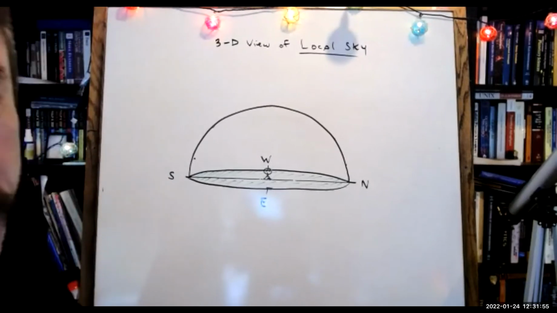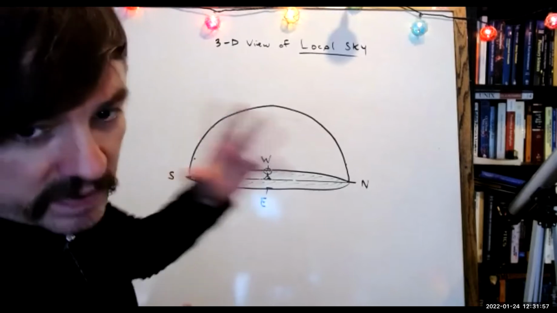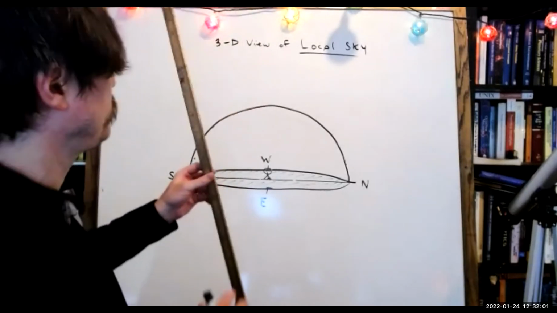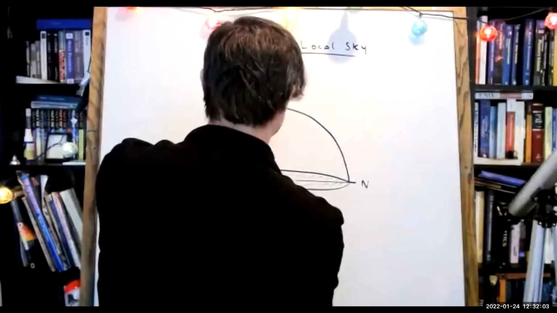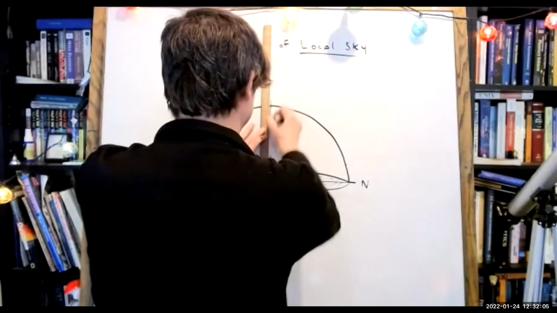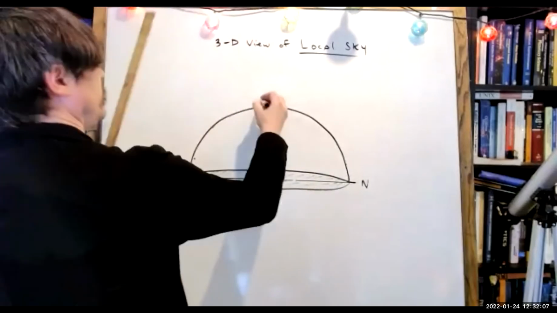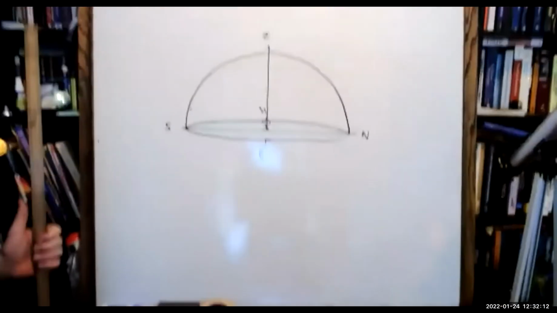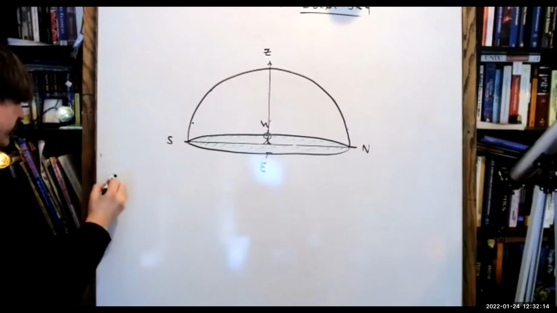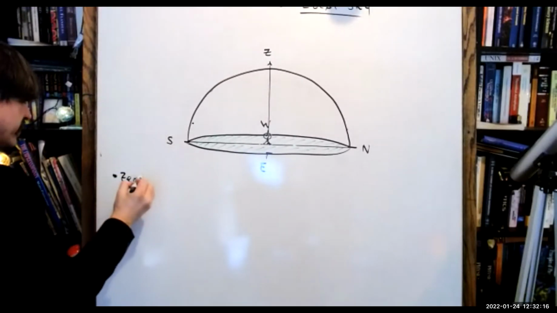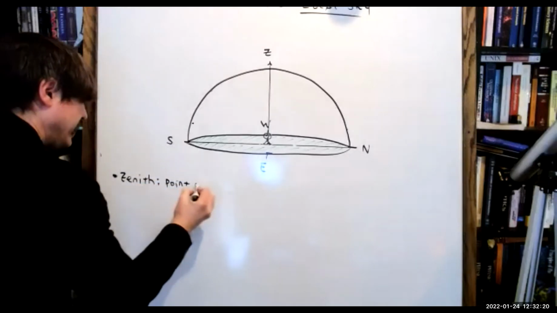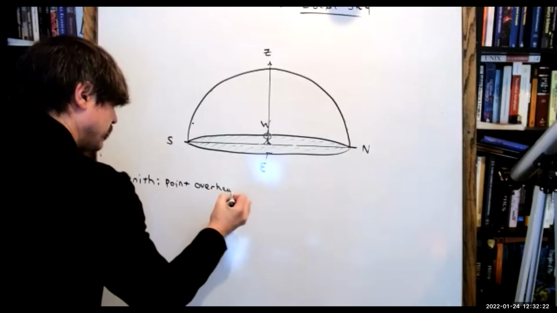Let's go ahead and mark off some positions that have special vocabulary terms. These are called the fundamental positions of your local sky. I'll start by drawing a line right through the head of my observer, piercing the sky, and that's called the zenith. I'm going to mark it with a Z. And we'll put our vocabulary words down here. So the zenith, nice simple definition, is the point overhead. Okay?